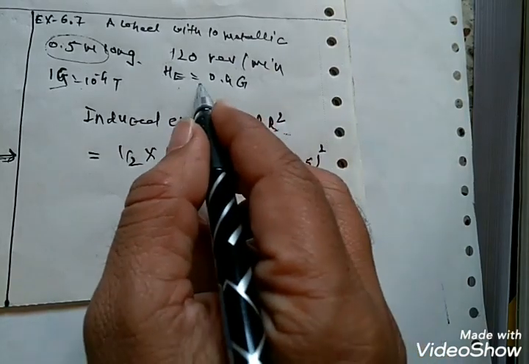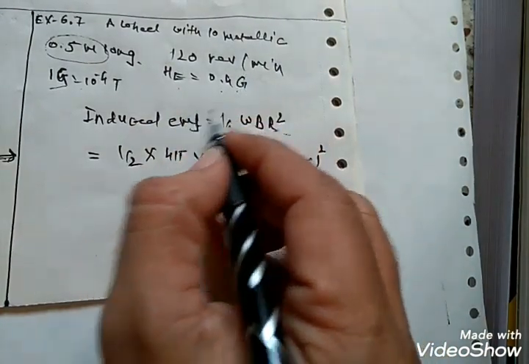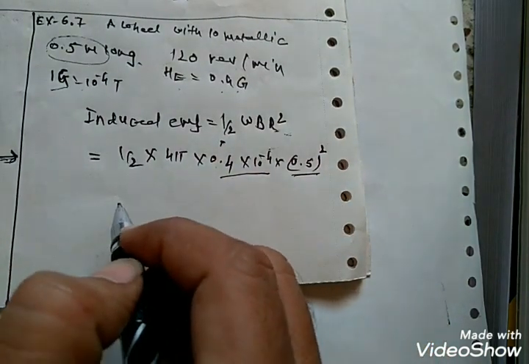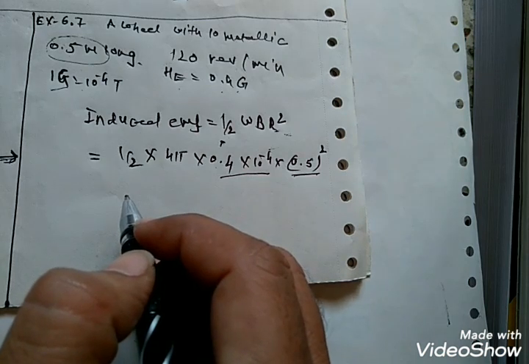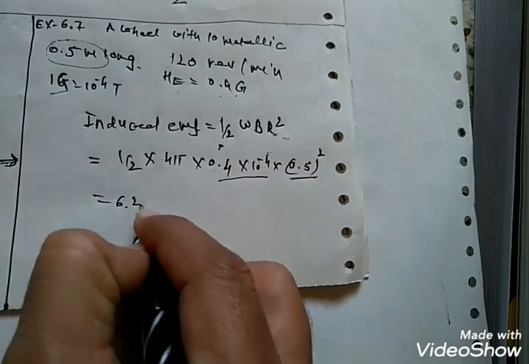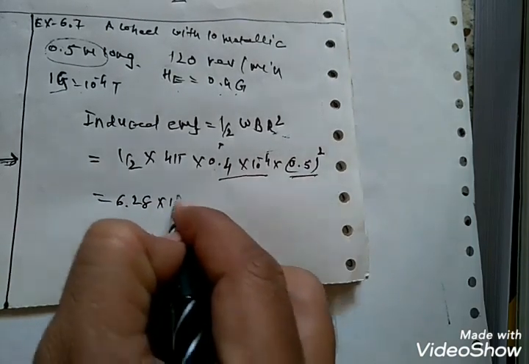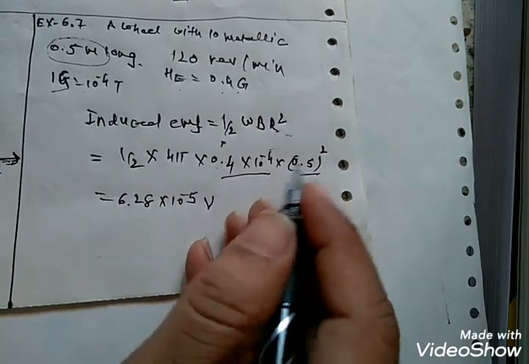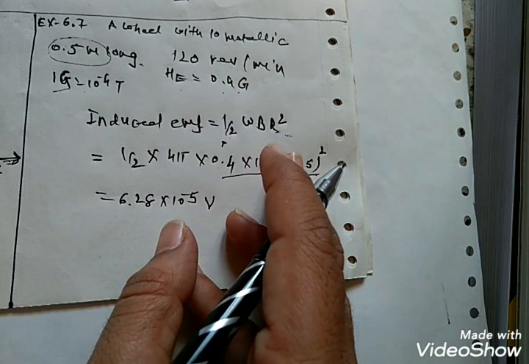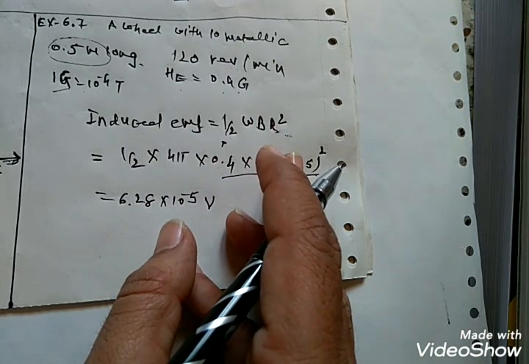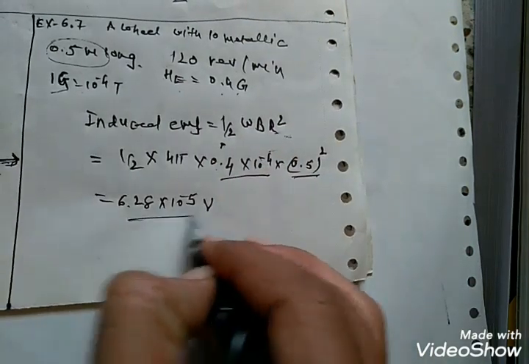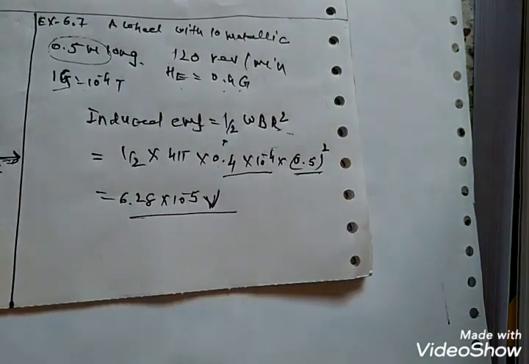Here in this case H is equal to 0.4 into 10 raised to minus 4, and 1 by 2 into 4 pi for omega. So in this case the answer is equal to 6.28 into 10 raised to minus 5 volt. The number of spokes is immaterial because the EMFs across the spokes are in parallel.